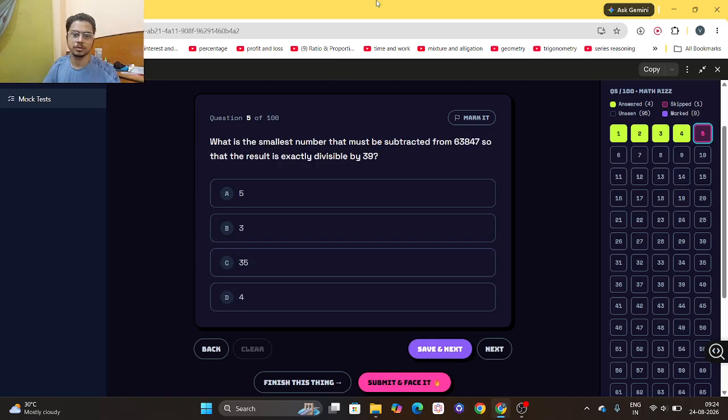Next. What is the smallest number that must be subtracted from 63847 so that it is exactly divisible by 39? 63847 divided by 39. 39 4 is 156... 39 6 is 234... 39 3 is 117... 39 7 is 273... remainder 274.